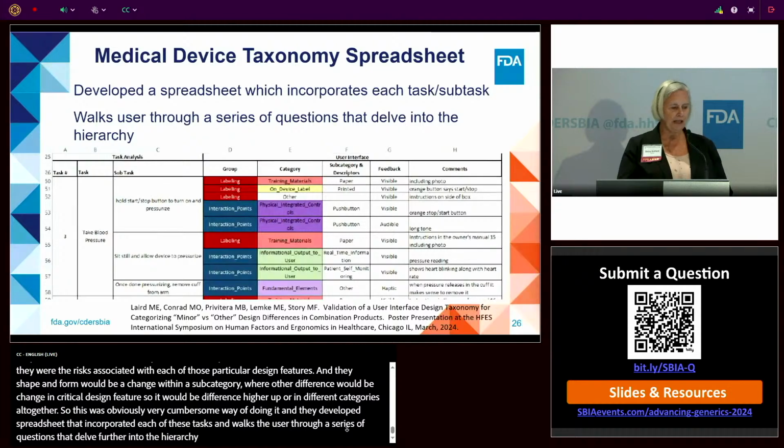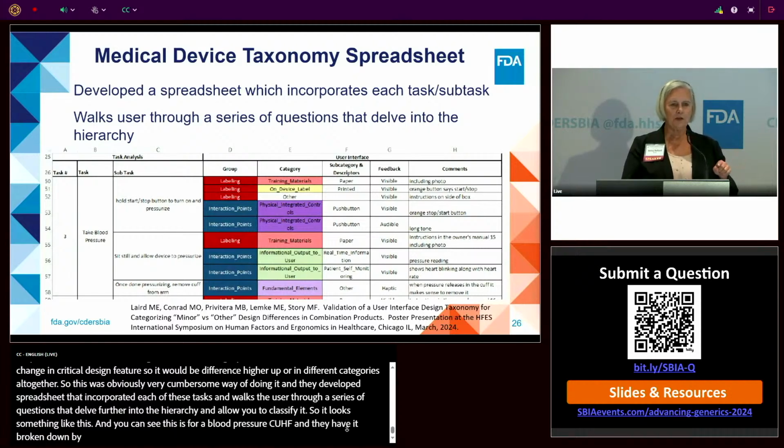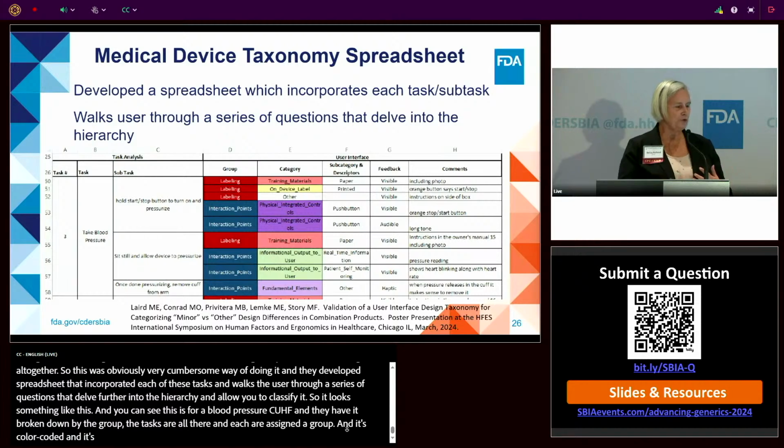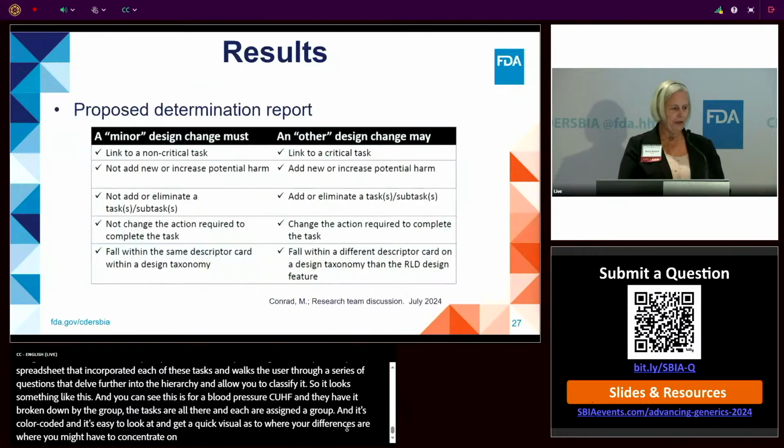So it looks something like this. And you can see this is for a blood pressure cuff. And so you can see that they have it broken down by the group. The tasks are all there, and each one is assigned a group. And it's color coded, so it's very easy to look at, and you can just get a very quick visual as to where your differences are and where you might have to concentrate on looking at things further.